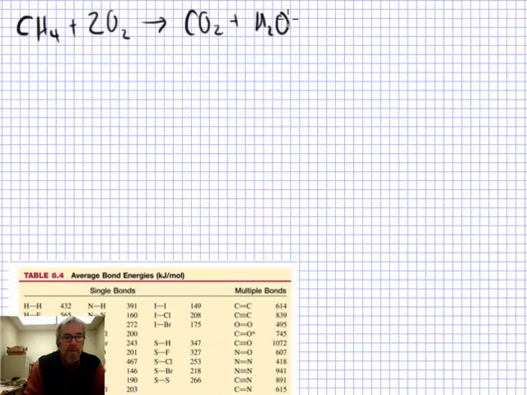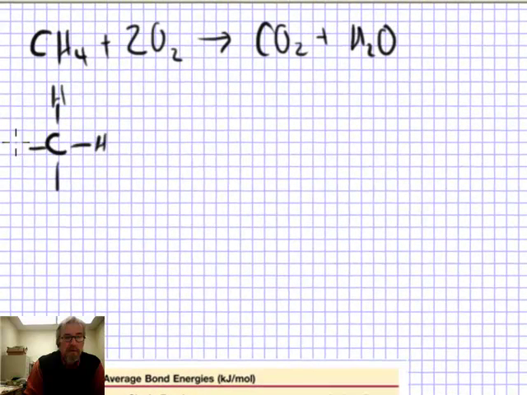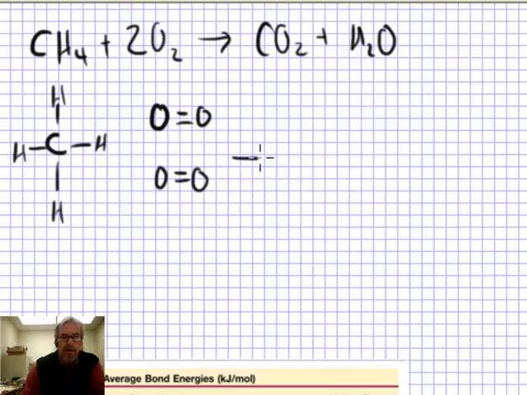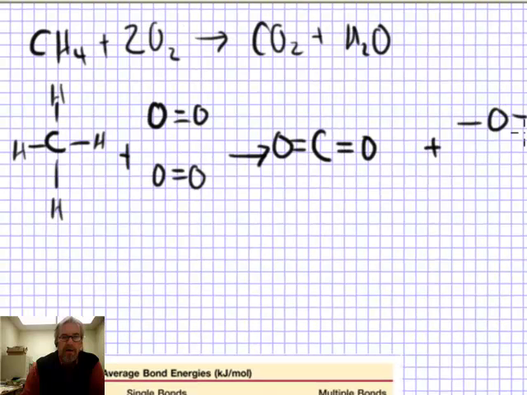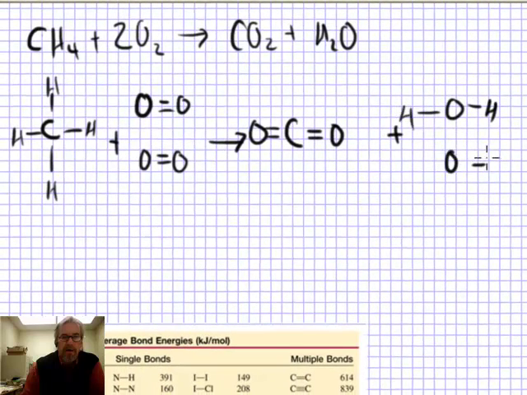I'm going to draw this out in Lewis structures. So here's CH4, and I'm going to probably leave off the lone pairs just to make it quicker. Oxygen is a double bonded species, so that's our reactant species. And then CO2, carbon dioxide, is C double bonded to 2 O's, and water, oxygen is single bonded, as it would have to be, to two H's, and we have two of those molecules. So there's our products. Now, how much energy goes in?